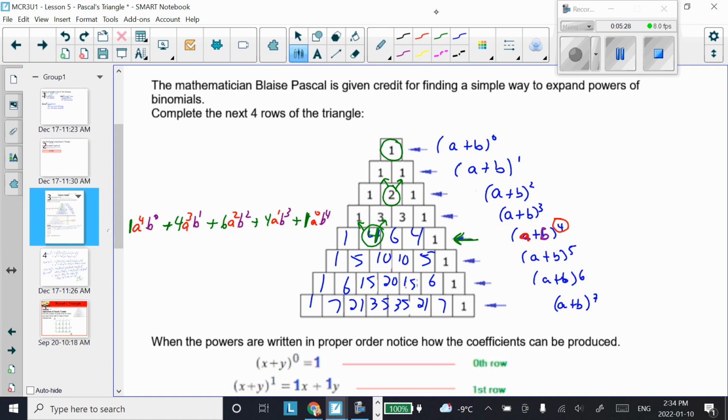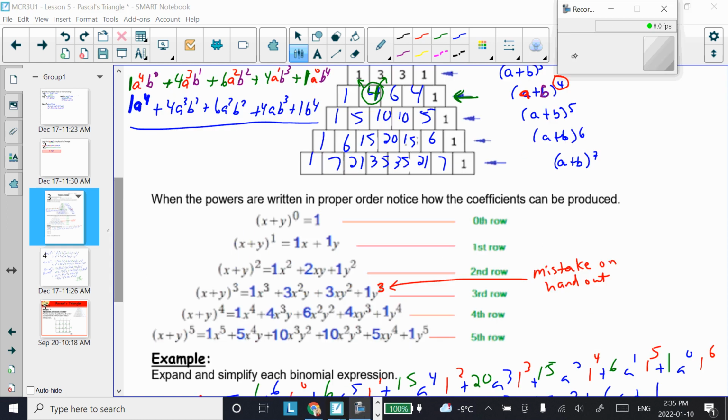If we have b to the 0, anything to the exponent of 0 is equal to 1. So that's essentially going to disappear. So I'm going to be left with 1a to the 4th. My second term, we have 4a cubed b1, and then we have 6a squared b2 plus 4a to the 1 b3. And then the last term, a to the 0 is 1 again, so we're just left with 1 b4. And that would be the simplified expanded version of a plus b to the 4.